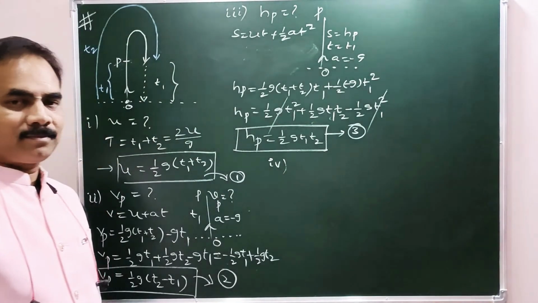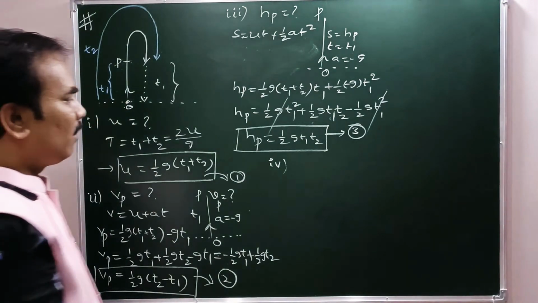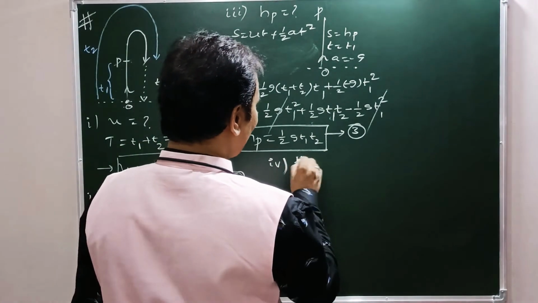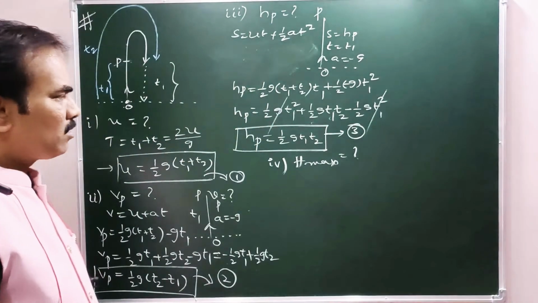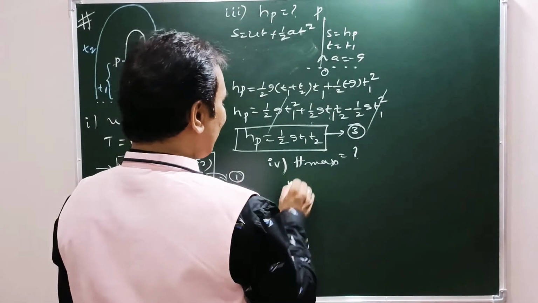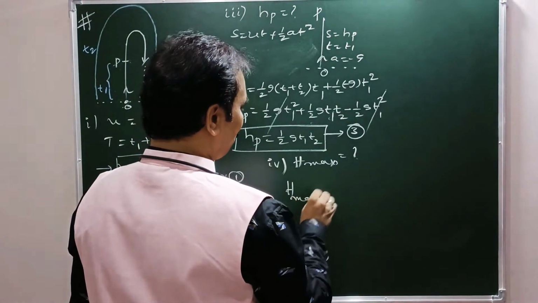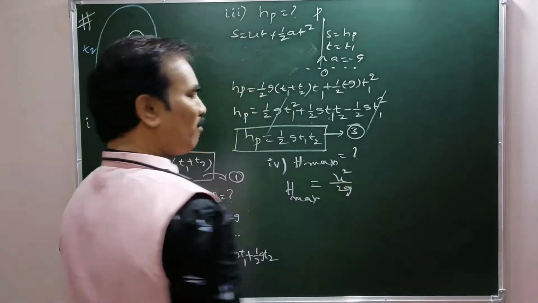Maximum height reached by the body above the ground. Maximum height is unknown. So what is the usual formula for H maximum? We know that H maximum equals u squared by 2g. Direct formula: u squared by 2g.